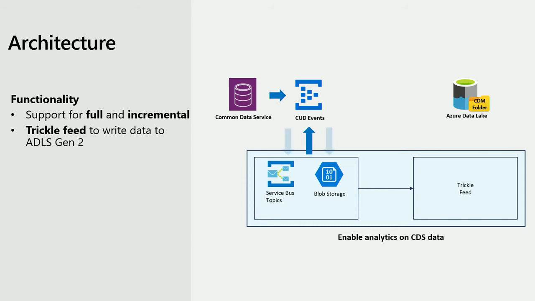Okay? Now, once we receive the data, internally inside our service, we read it and push it to something called trickle feed. That is an internal service, part of our export to data lake, which is incrementally reading from the service bus and writing it to Azure Data Lake. So at a high level, we register to CDS, we get changes in the service bus, we pick the changes from the service bus, and trickle feed writes them to Azure Data Lake. Okay?